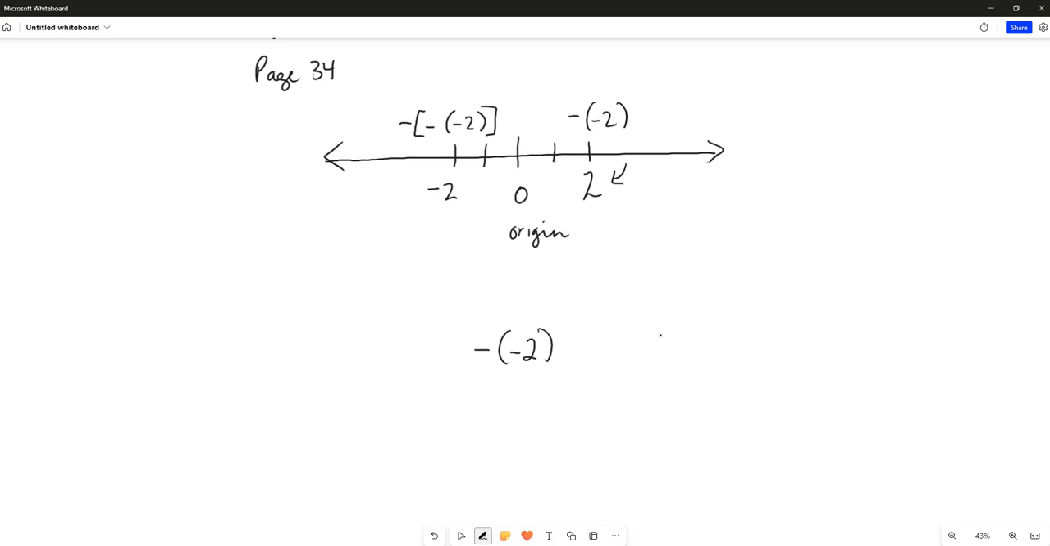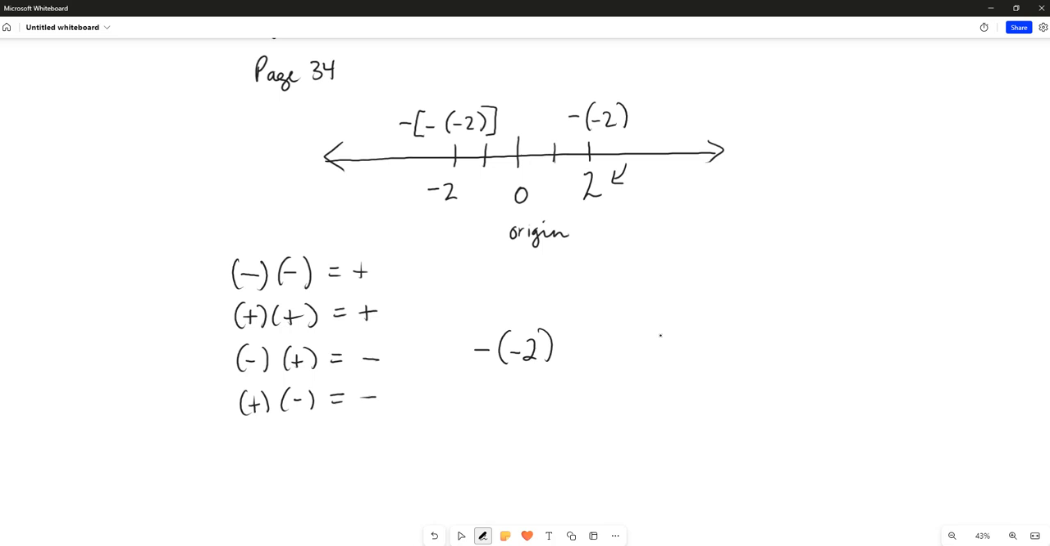So if you remember that when we multiply negatives and positives, we have a rule. A negative times a negative is equal to a positive, but also a positive times a positive is equal to a positive. But a negative times a positive is equal to a negative, and a positive times a negative is equal to a negative.